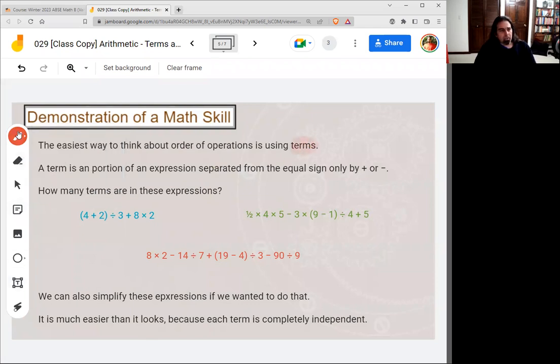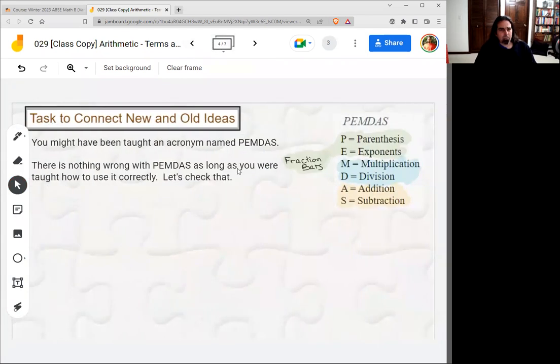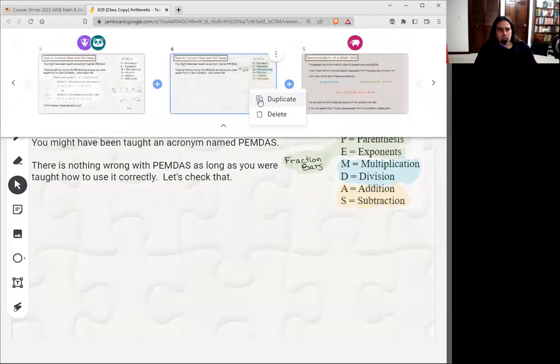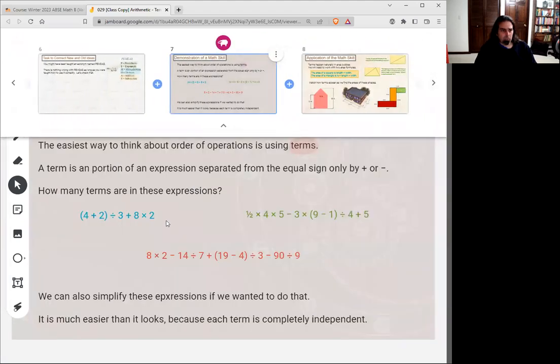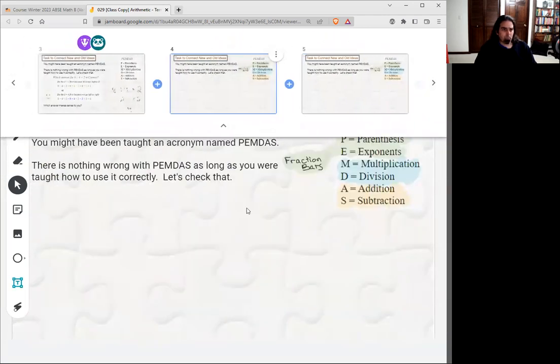So a term is any part of an expression that is separated, if you put an equal sign at the end, only by plus or minus. So if I'm looking at this blue one, let me actually make some copies of this page. I want 3 of them. So let's grab this blue one and move it to where we have some room and look at it.